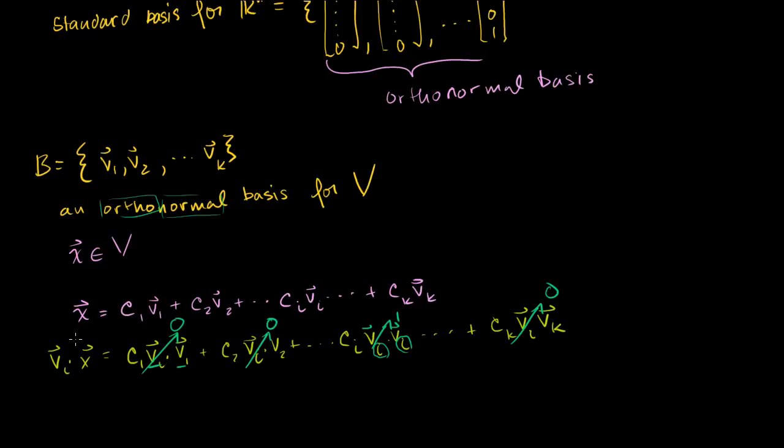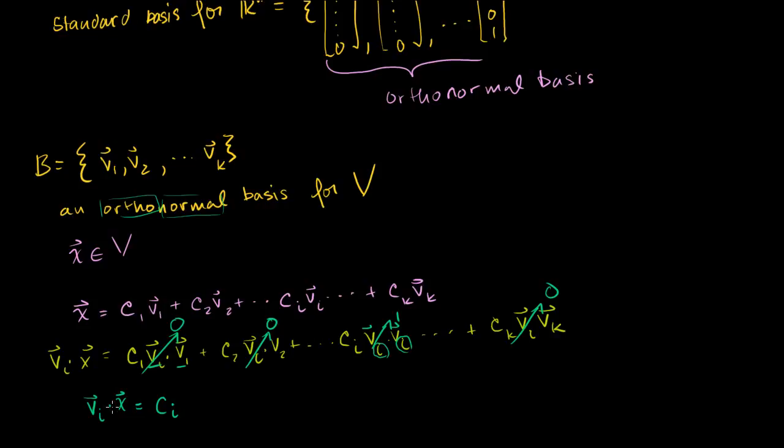So this whole equation has simplified to v sub I, which is one of these guys, the ith member of our basis set, dot x, where x is just any member of the subspace, is equal to, the only thing that's left over is 1 times ci. Is 1 times ci. So it's just equal to ci.